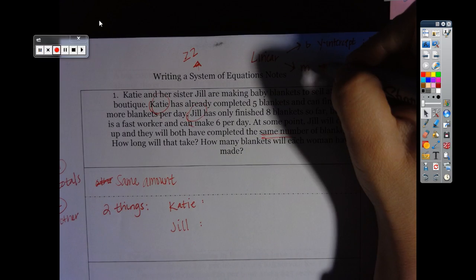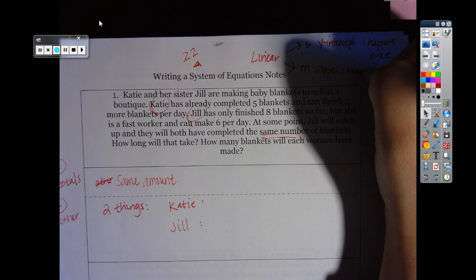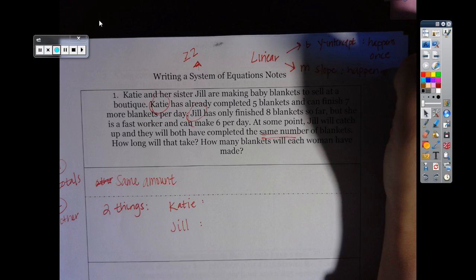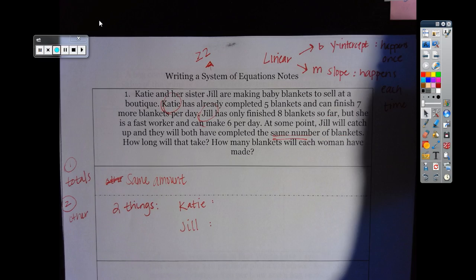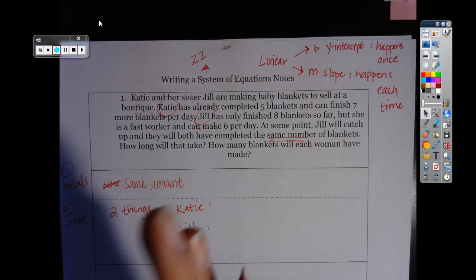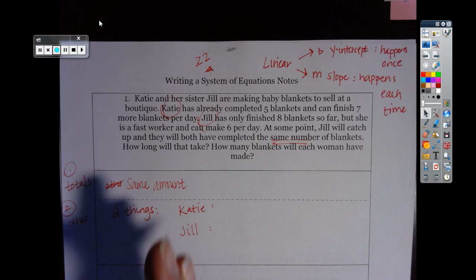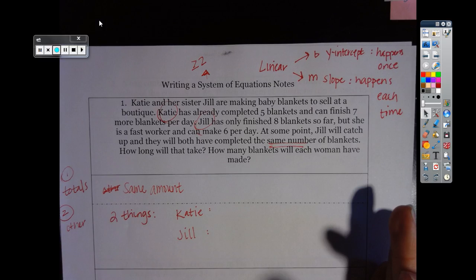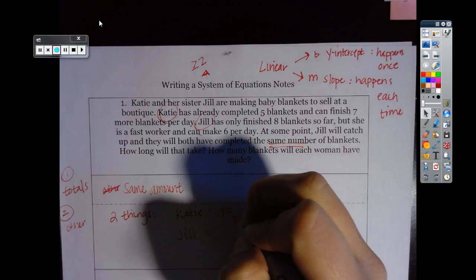The m is the slope, and it happens each time. That amount is the same, and it just happens each single time. You start with $10 and you put in your savings account $20 each week. So in this problem we have y equals.